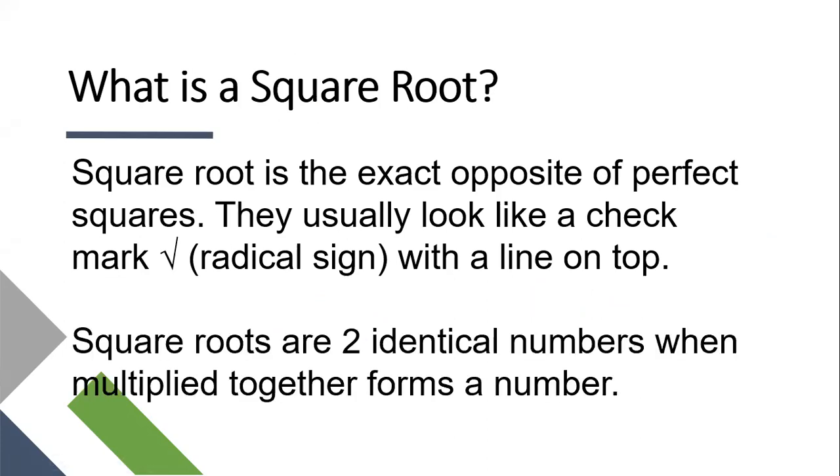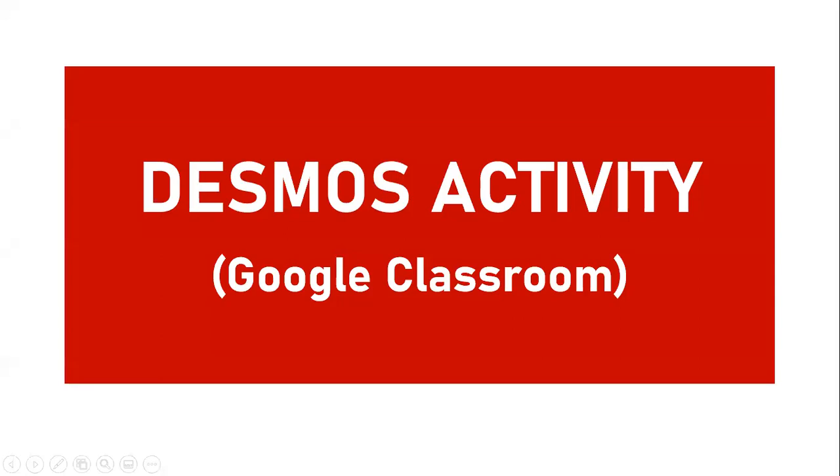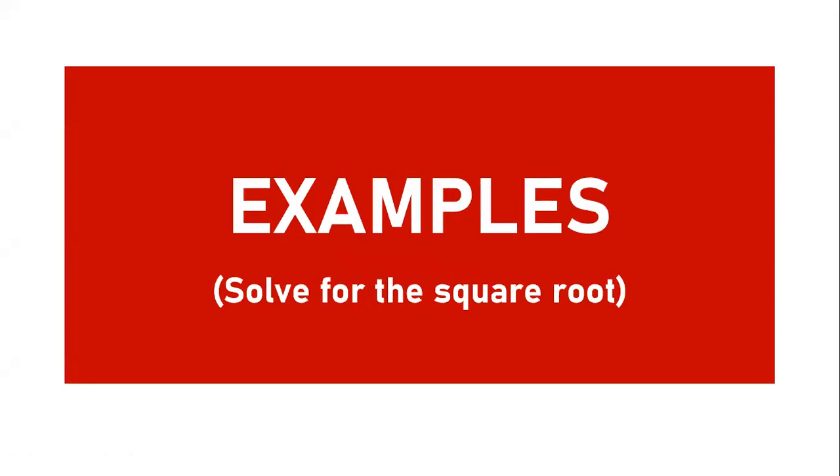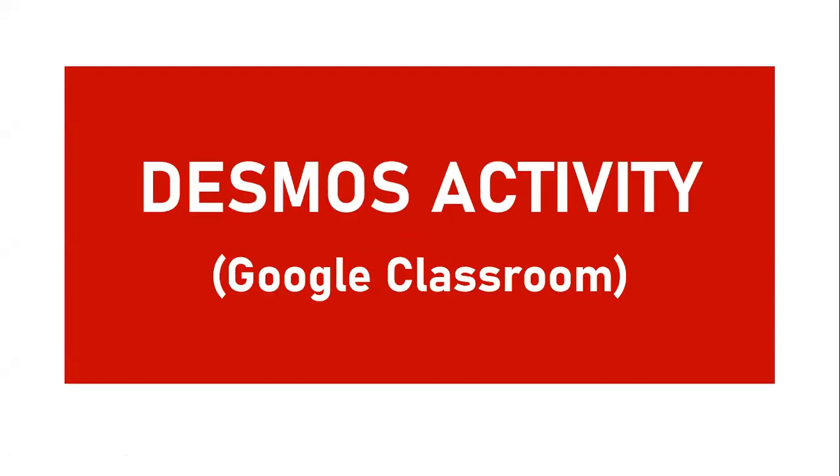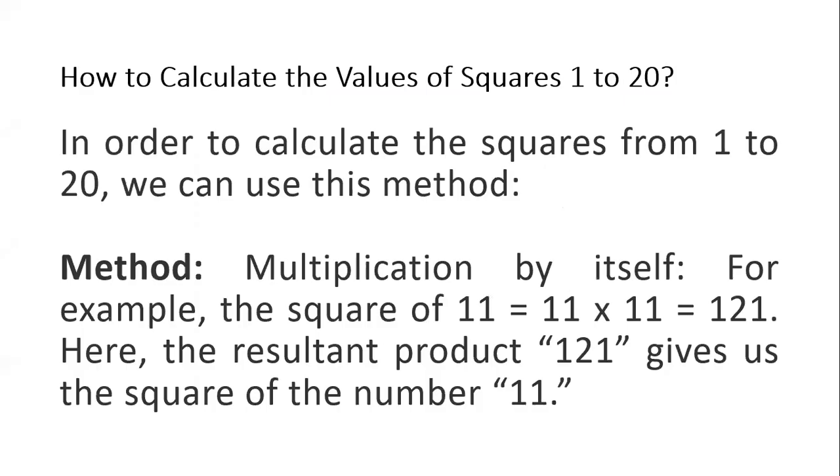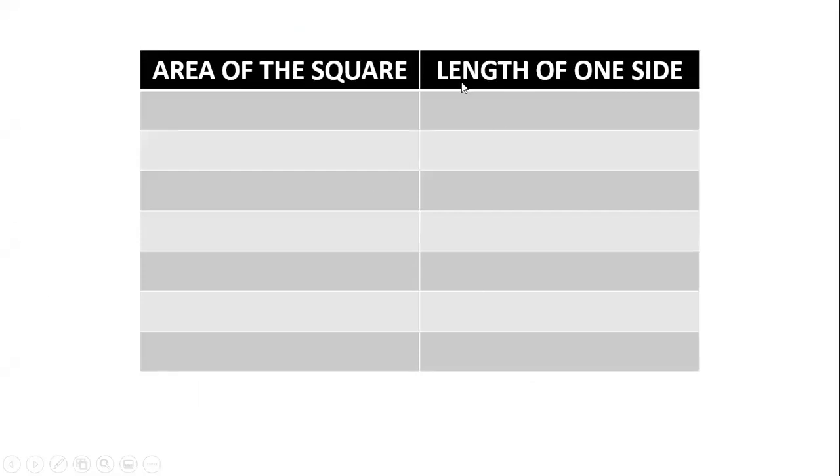Okay, so square roots are two identical numbers that, when multiplied together, form a number. So no need for Desmos. So how do we deal with square roots? If you go back to the table we worked on a while ago, allow me to move this and go to that table, this one.